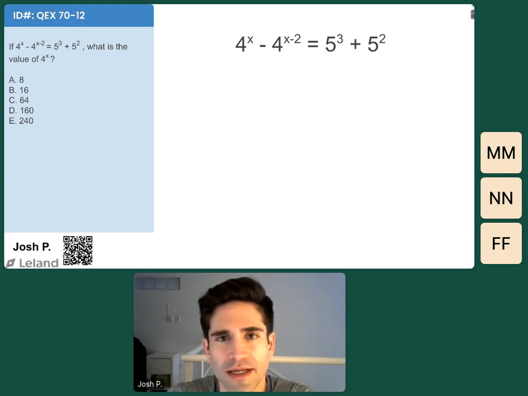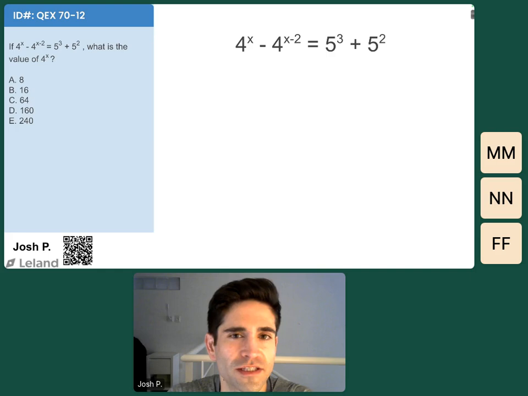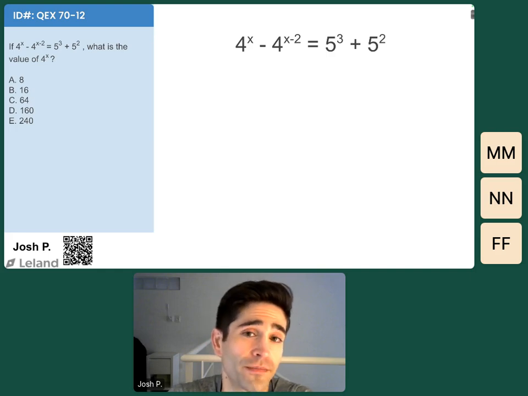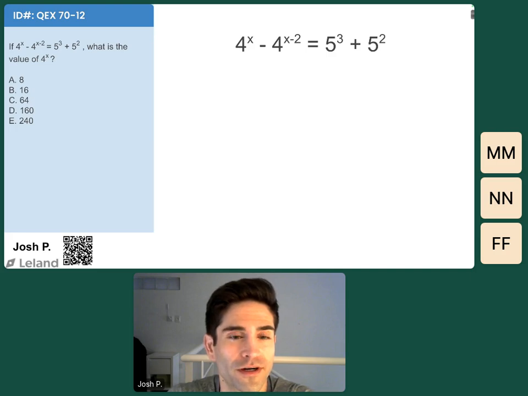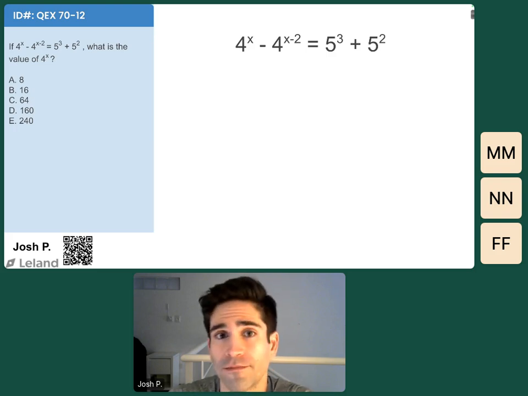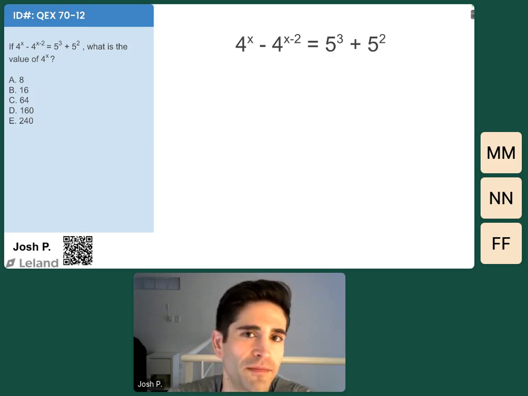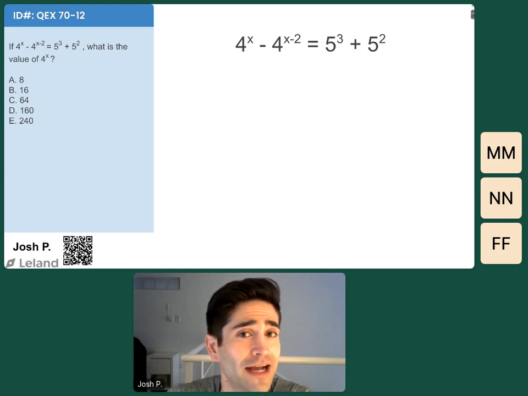You must understand that x doesn't necessarily need to be an integer, and therefore it is possible for 4 to the x minus 4 to the x minus 2 to equal a multiple of 5. And also keep in mind that we don't need to calculate the value for x. Rather, we are looking for the value of 4 to the x.